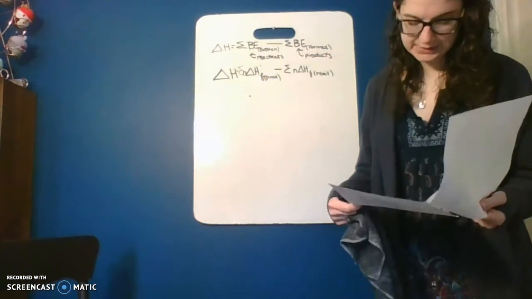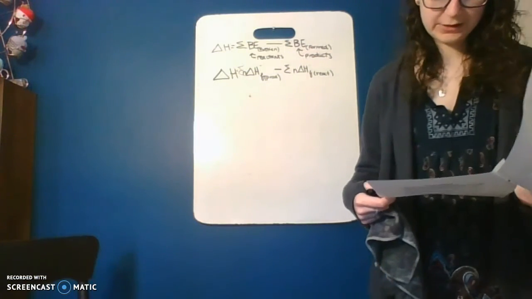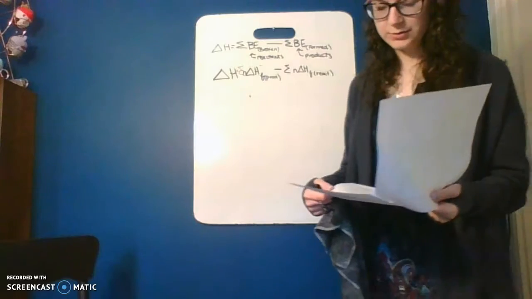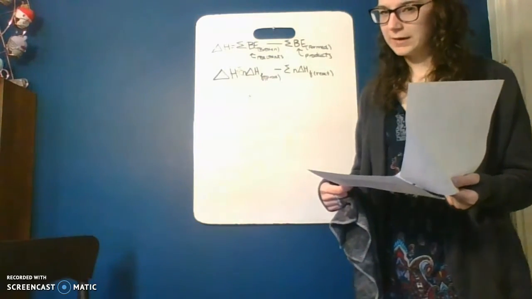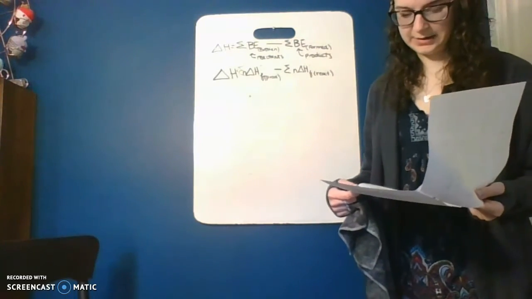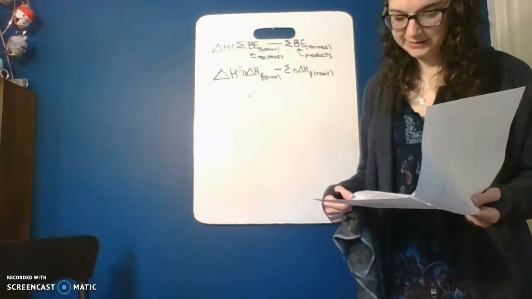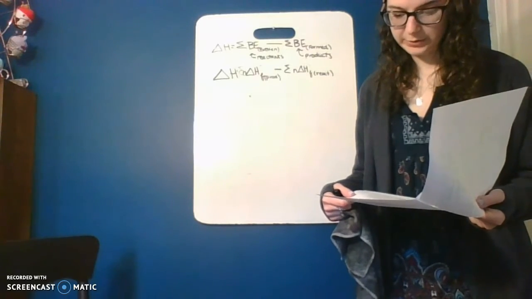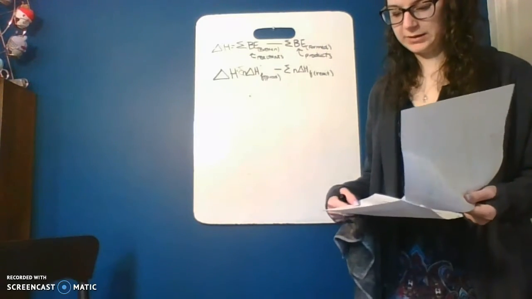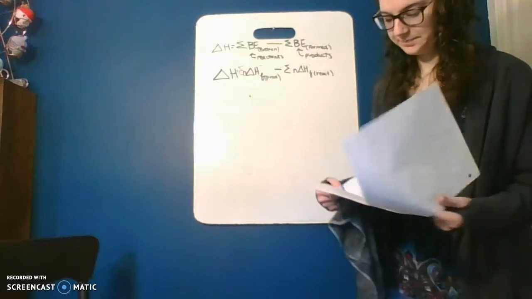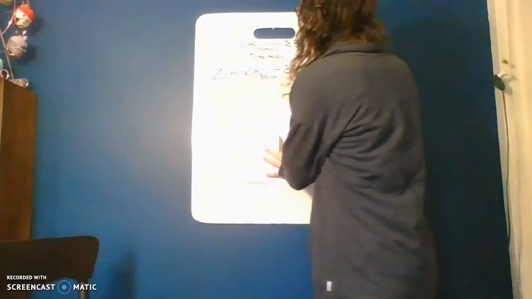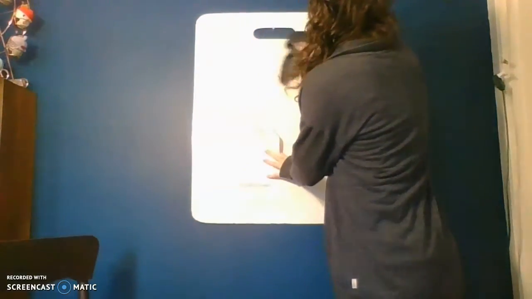Number 1 states that using the enthalpy of formation values in the appendix in your textbook, which is on page, I think, 1059, in the back, calculate the enthalpy of combustion of 1 mole of ethane at 25 degrees Celsius, which is standard. So, I'll erase these.